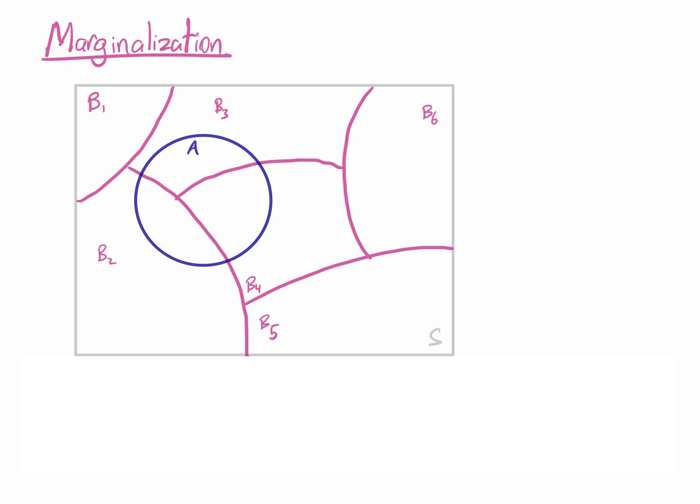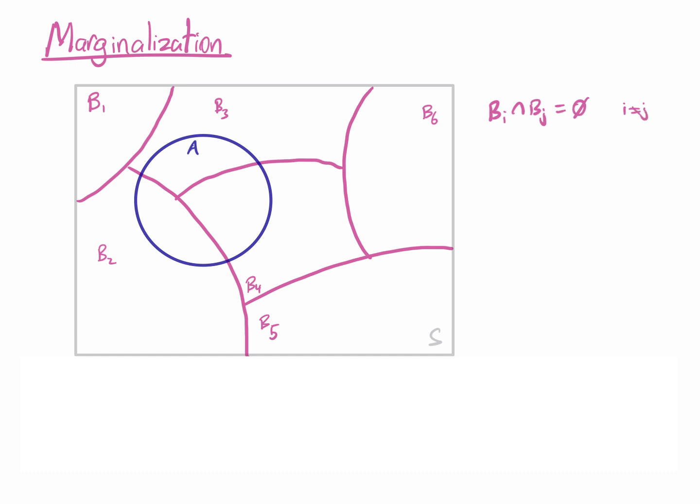In order to think about marginalization, I'm going to draw a picture here. In this picture, I have a sample space S, represented by this big gray rectangle. And inside this sample space, I have a bunch of pink sets B. These sets B are what we call a partition of the space. The partition properties are that if I have two different sets B, they are disjoint, so there's no overlap in any of the B's.